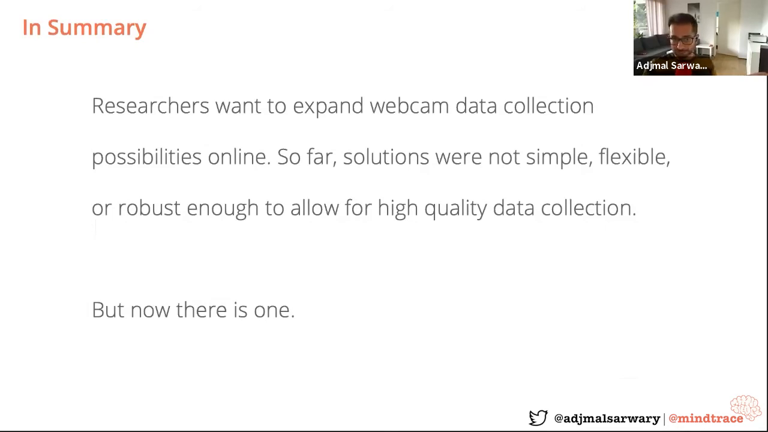All right, just to sum up, the researcher in essence wants to expand webcam data collection possibilities online. And so far, solutions are not simple or flexible. There is WebGazer, and I really like it, but you do have some problems when it comes to the client-based accuracy. But I'm very happy to say that I hope we're now one of those options on the table. Thank you.